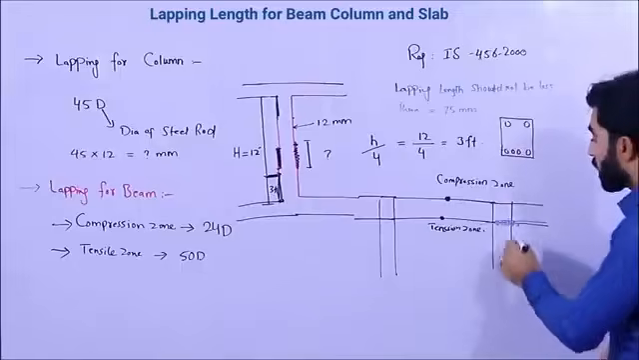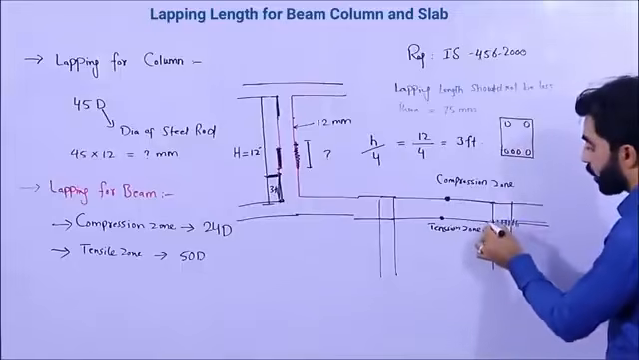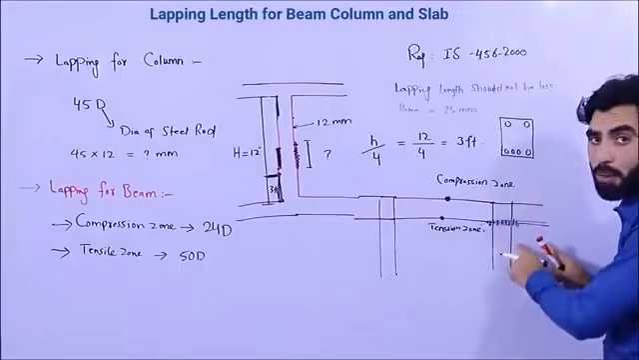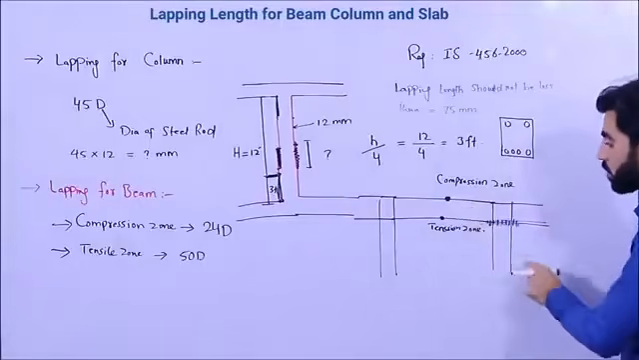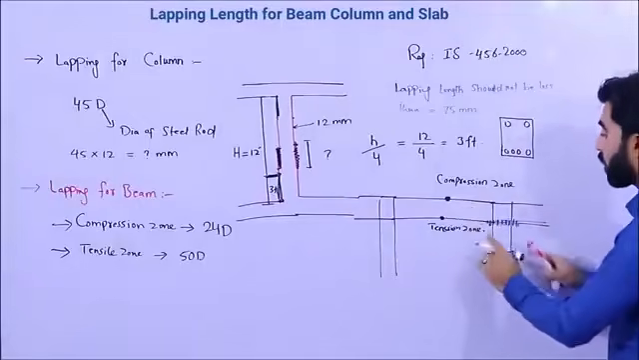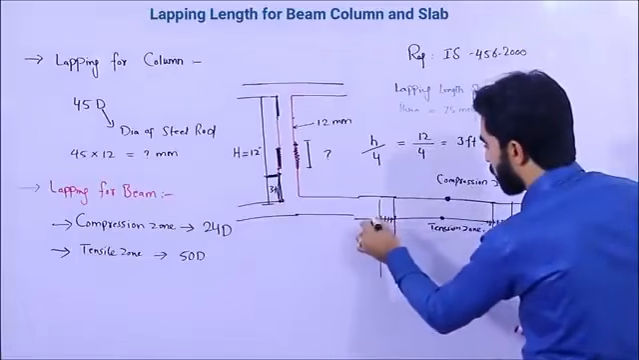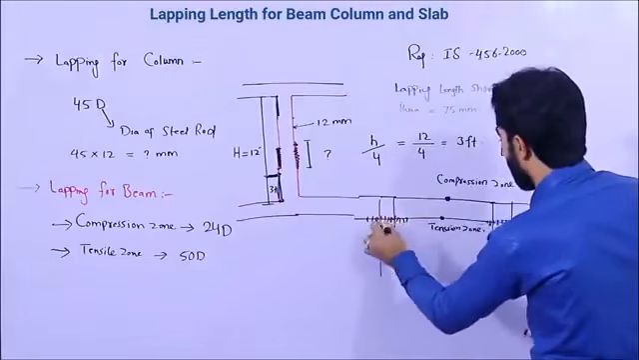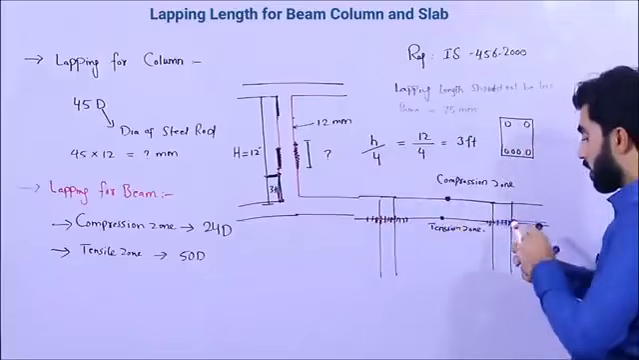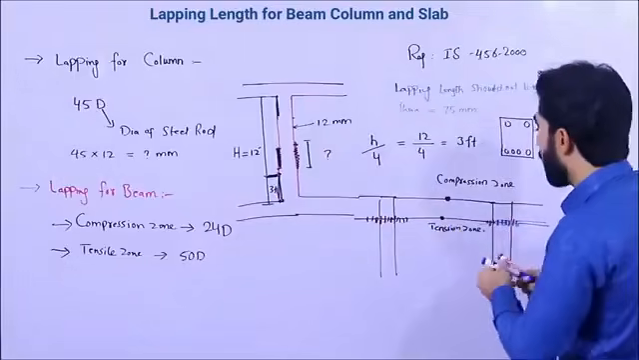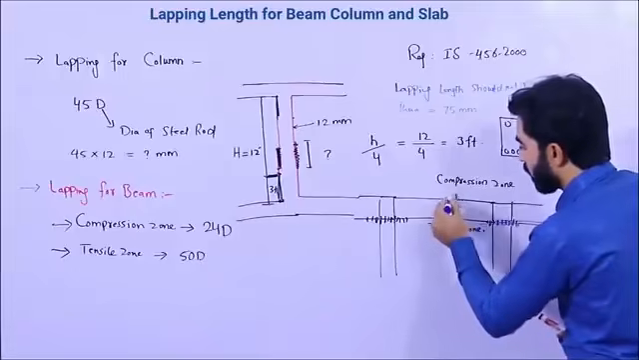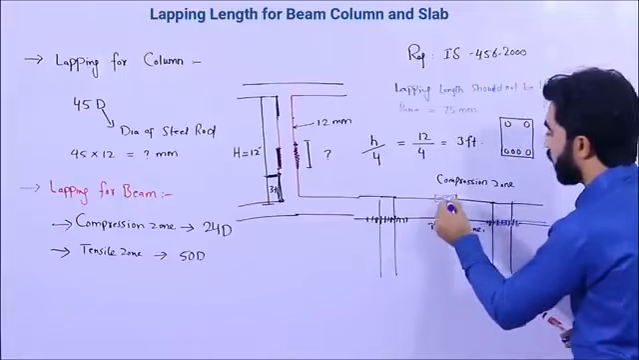So therefore the lapping length should be provided at the junction between beam and column. As you can see, this is the beam and these two are columns. So it should be provided at the junctions, also at this place. Okay, you can provide the lapping length, but at the top, provide the lapping length at the mid. At this position you can provide a lapping length.